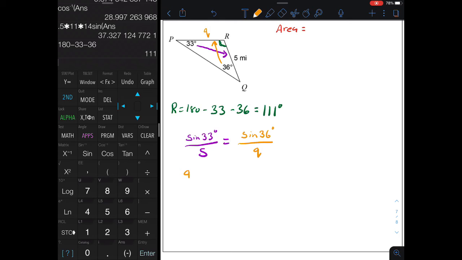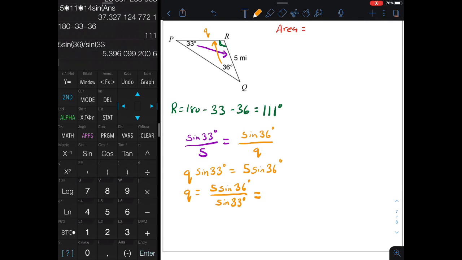Now I'd have to cross multiply, solve for Q. So Q sine of 33 equals 5 times sine of 36. Then divide by sine of 33, and that would give me Q. All right, so 5 sine of 36 divided by sine of 33. So Q is about 5.396.